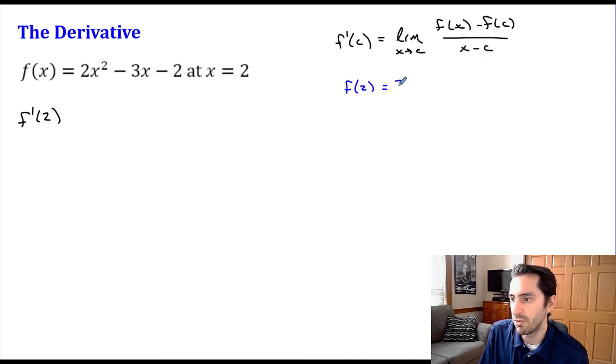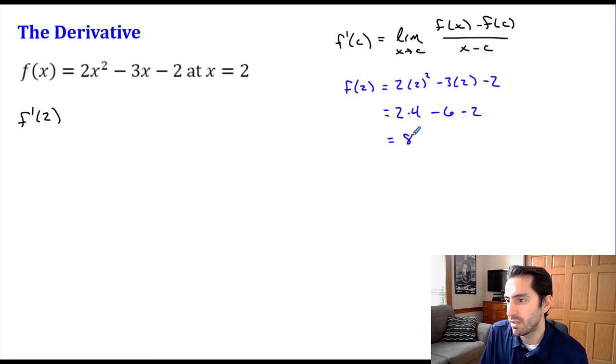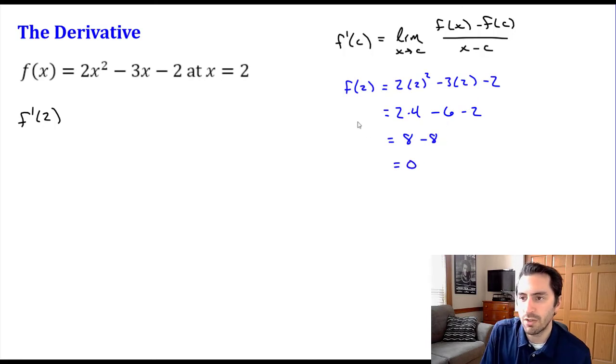So f of 2 is 2 times 2 squared, minus 3 times 2, minus 2. So if we evaluate this, let's see what we get. 2 times 4 minus 6 minus 2. We get 8 minus 8, so f of 2 is equal to 0. All right, just so we have that, so we can plug it in.